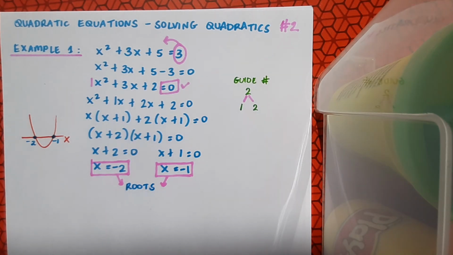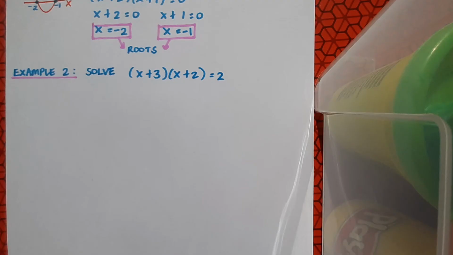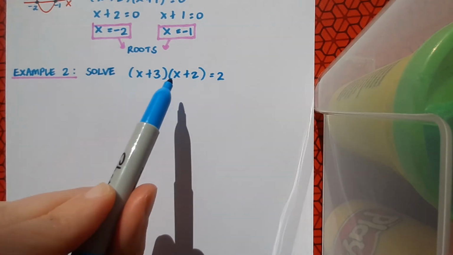So nothing majorly different here from the previous video, just that you need to make sure it's equals to 0 at the start by moving things over to the left-hand side if necessary. In example 2, we're being asked to solve x plus 3 by x plus 2 equals 2. This looks like we're nearly home and dry because we've got 2 brackets.